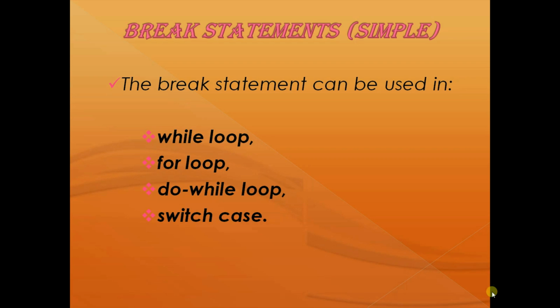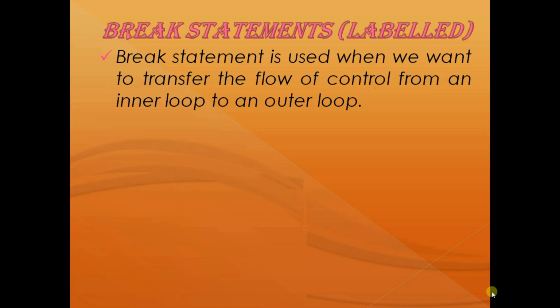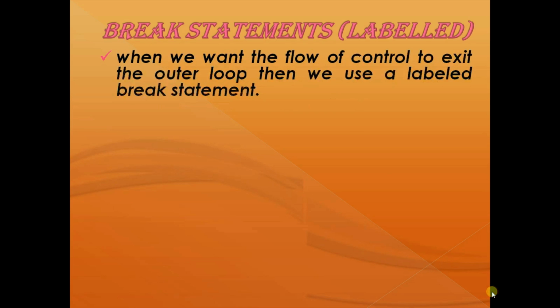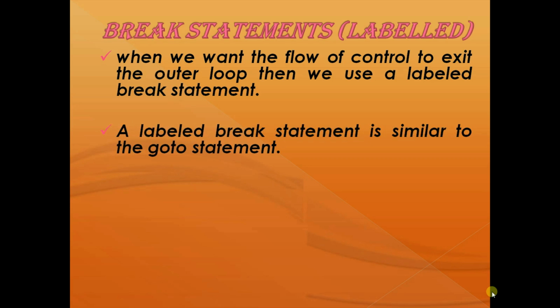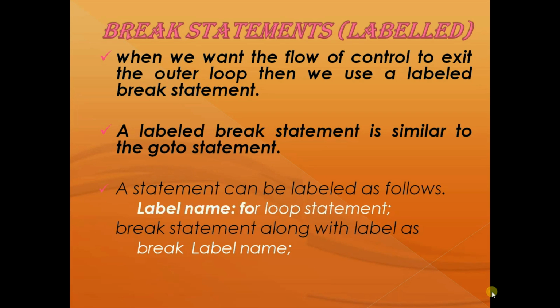We can also use the break statement with a label. The break statement is used when we want to transfer the flow of control from an inner loop to an outer loop. But when we want the flow of control to exit the outer loop, then we use a label break statement. A label break statement is somehow similar to the go-to statement of C and C++. A statement can be labeled as follows: first label name and for loop statement, and then we use break statement along with the label as break and label name.